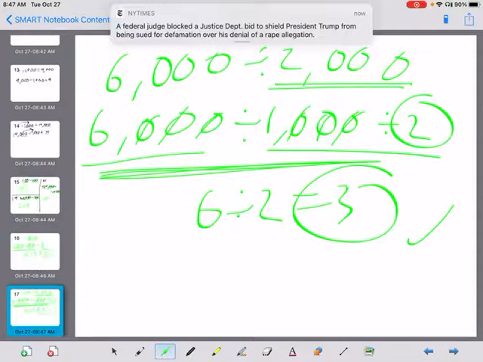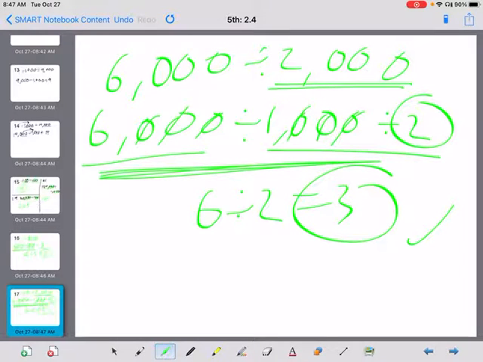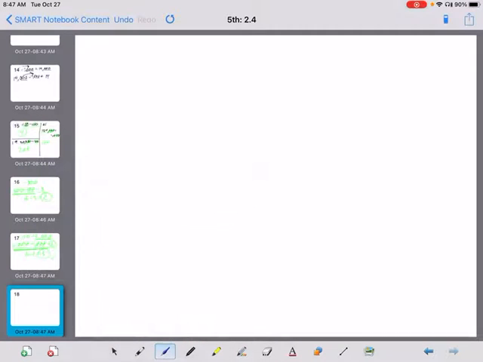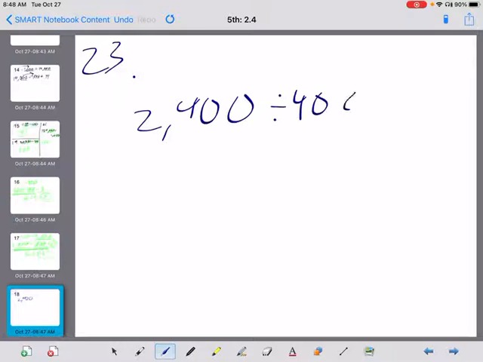You can flip on over to page 79. We've got some guided practice there to work on top of page 79. Let's see, we'll switch to navy because it's my favorite color. And we will do number 23. And we'll work on just 23 before we go on to the other ones. So 23, we've got 2,400 divided by 400. You can go ahead and pause this, do that, and then come back.